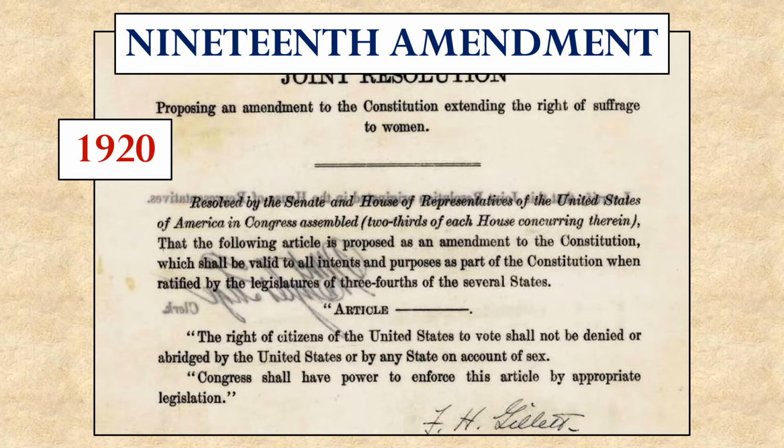These sorts of pressures, both moderate and radical, eventually led to the 19th Amendment, which granted women the right to vote in 1920. No longer could the right to vote be denied on account of sex within the United States of America.